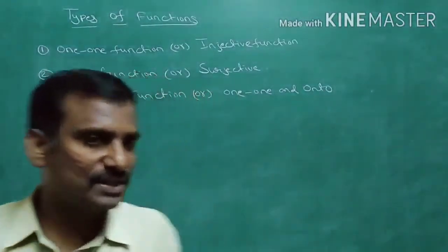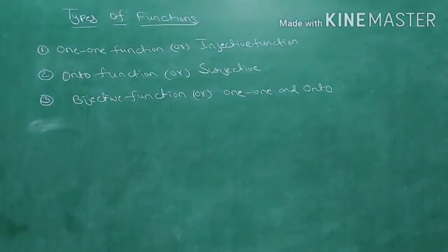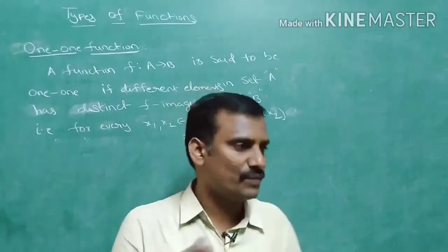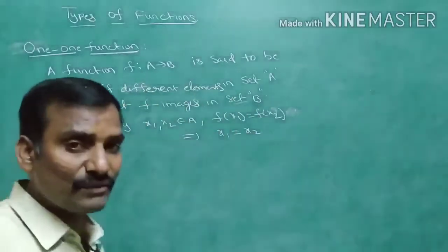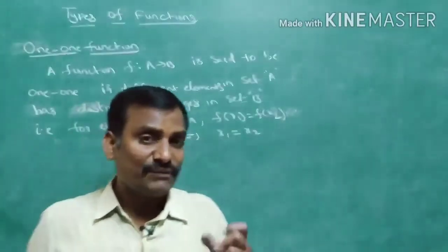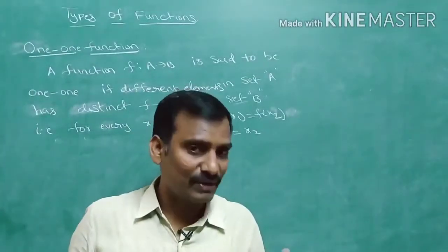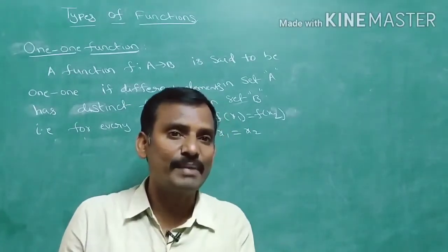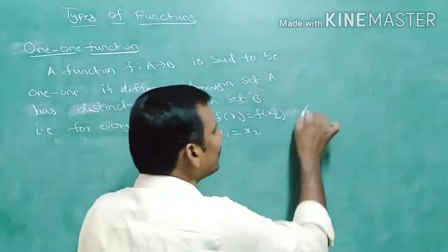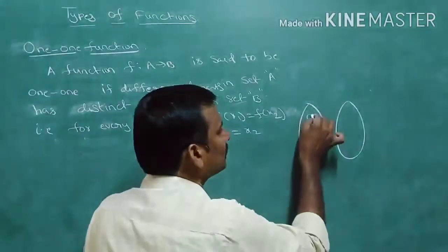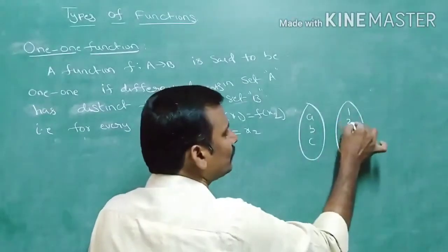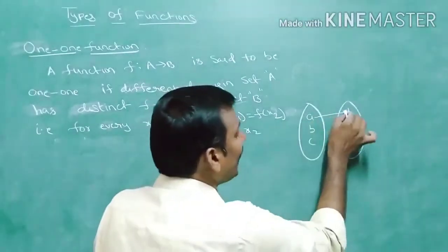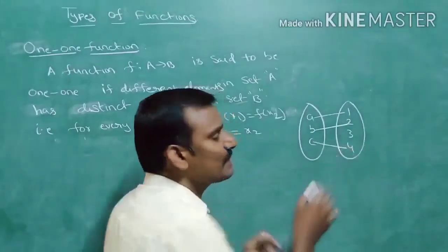Okay. First, let us start with one-one. In types of function, the first one is one-one function or injective function. The definition: a function f from A to B is said to be one-one if different elements in set A have different f images in set B. That means if you take set A and set B, A, B, C and 1, 2, 3, 4, suppose different elements in set A have different f images. A has image 1, B has image 2, C has image 4.